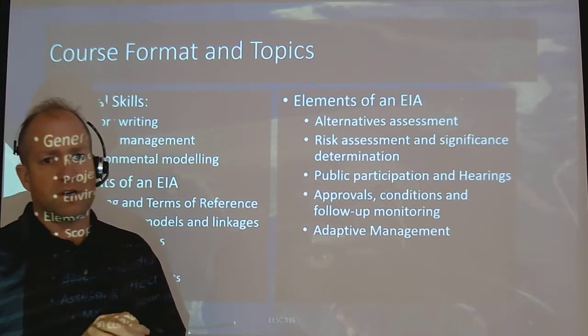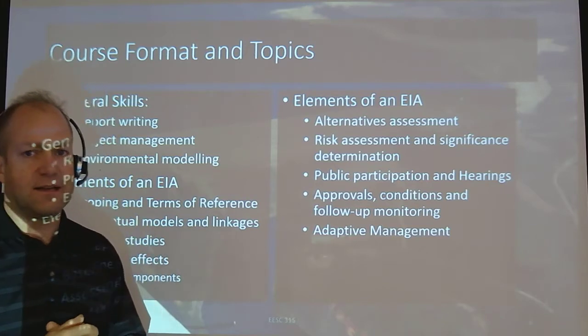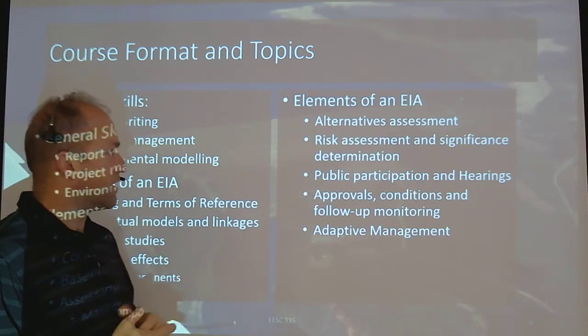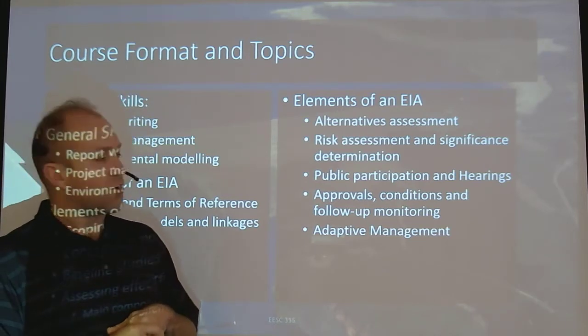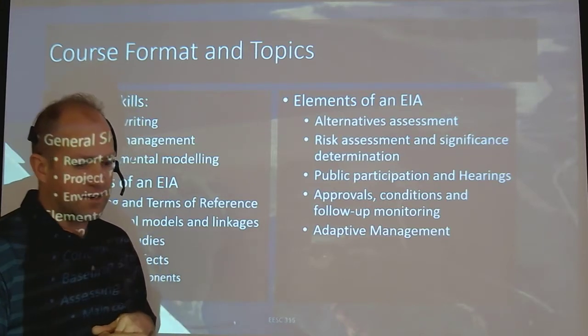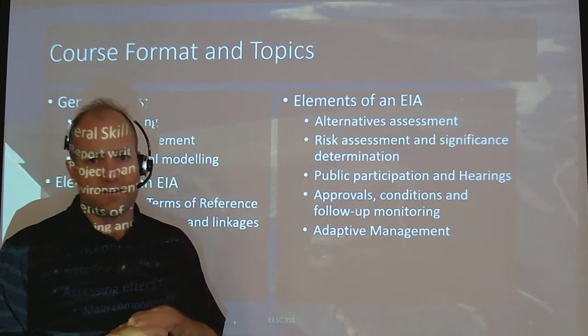Okay, so additional elements of an environmental impact assessment. We'll need to do an alternatives assessment, and I'll go through an alternatives assessment in detail. As we'll talk about later in the semester, there are different types of alternatives assessments. We'll talk about risk assessment and significance determination, so understanding how significant a specific effect might be on the environment. We'll talk about public participation and hearings.